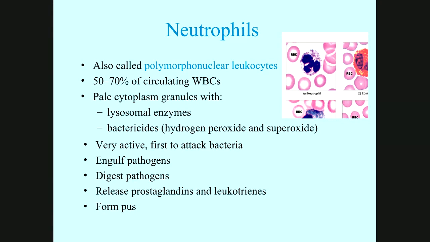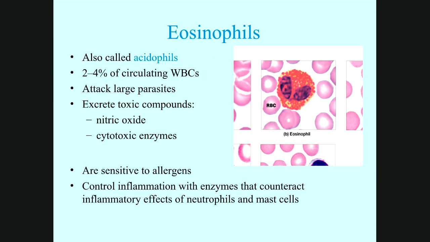Next, eosinophils. The cytoplasm is also granulated. They are also called acidophils. They represent 2 to 4% of the circulating white blood cells. They release toxic compounds such as nitric oxide and cytotoxic enzymes. They attack, therefore, large parasites, and control inflammation with enzymes that counteract the inflammatory effects of neutrophils and mast cells. Eosinophil.